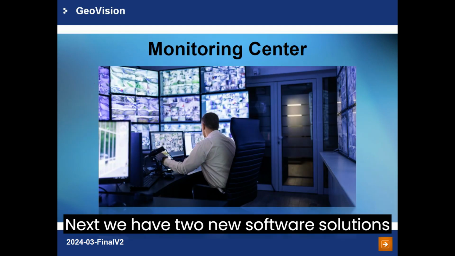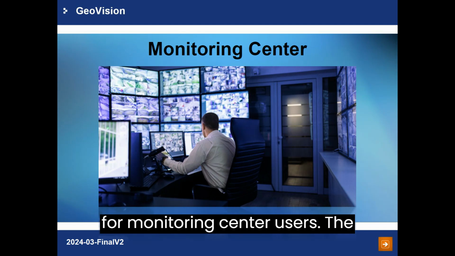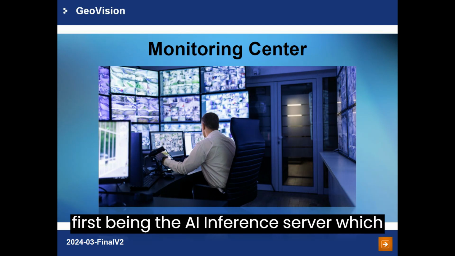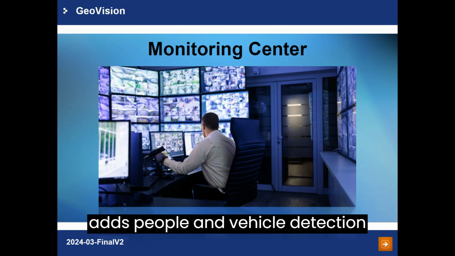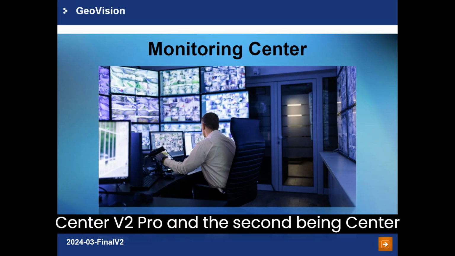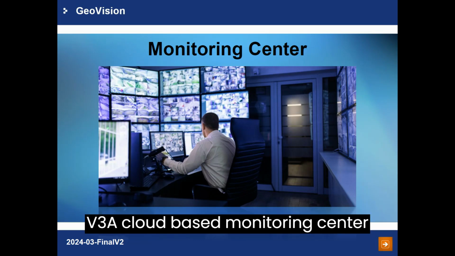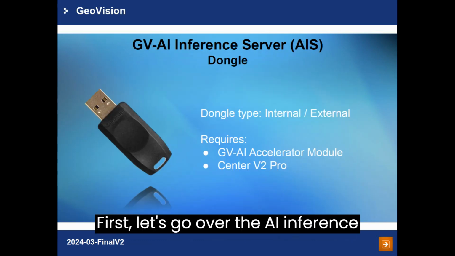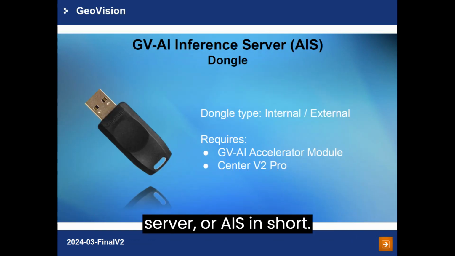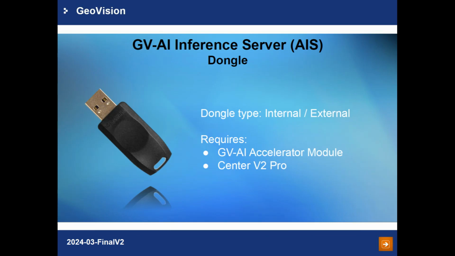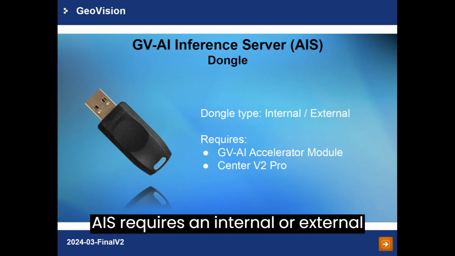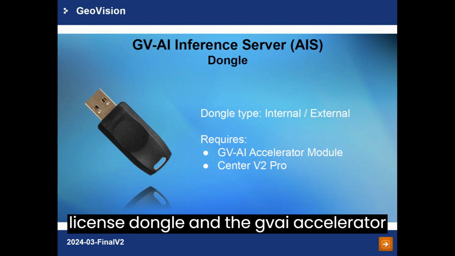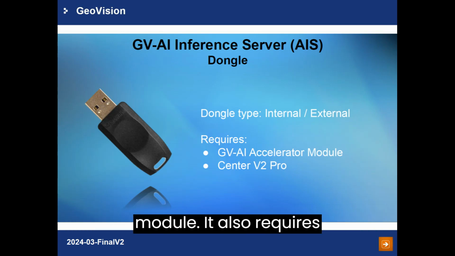Next we have 2 new software solutions for monitoring center users. The first being the AI Inference Server, which adds people and vehicle detection filtering to motion events received by Center v2 Pro, and the second being Center v3, a cloud-based monitoring center solution with centralized account management and load balancing. First, let's go over the AI Inference Server, or AIS in short. AIS requires an internal or external license dongle and a GVAI accelerator module. It also requires Center v2 Pro for integration.